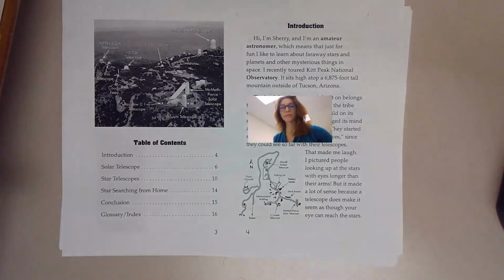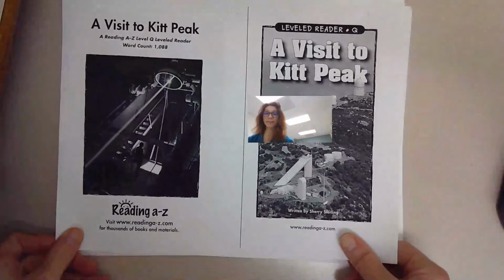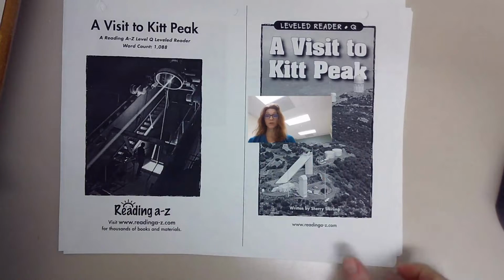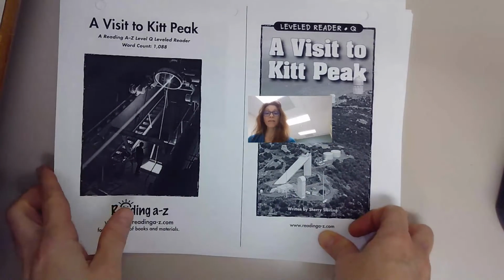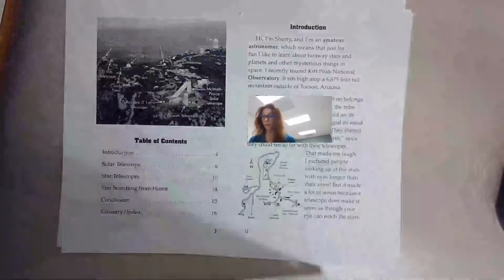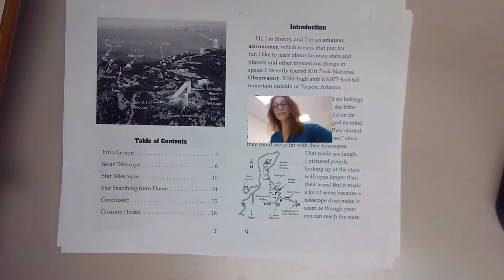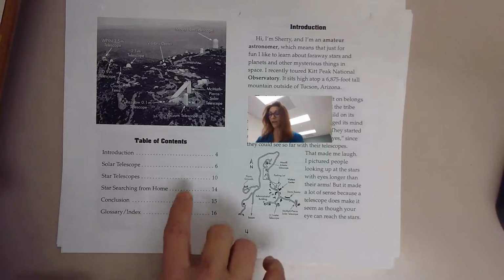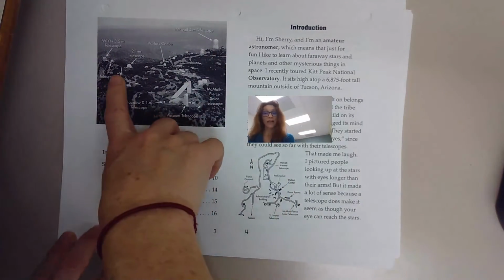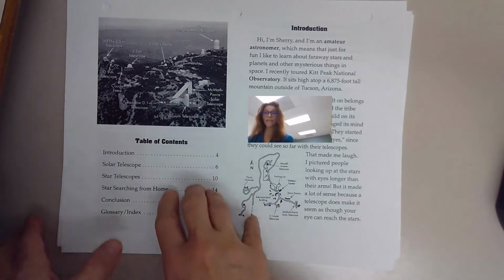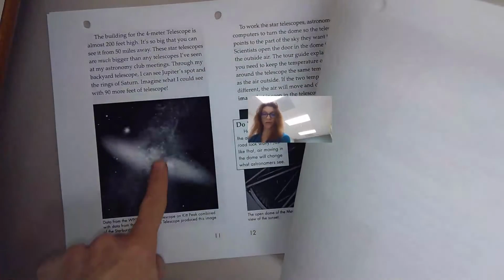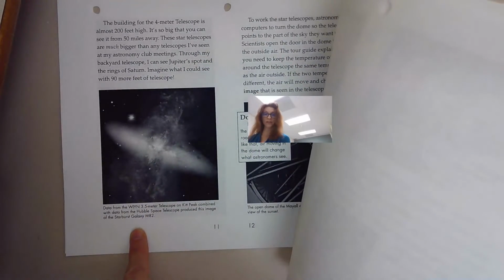Okay guys, we are going to be reading A Visit to Kitt Peak. Again, it comes from our Reading A to Z subscription. Some of the text structures that this story has to help us understand what we are reading are illustrations or photographs that are labeled or may have a bit of a description underneath them describing what is going on. So we have that here.